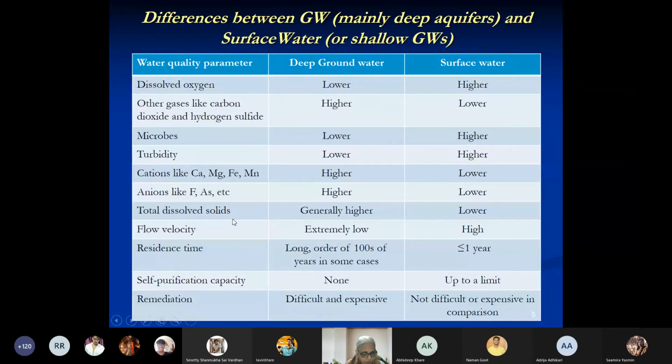Then we come to total dissolved solids. Total dissolved solids are generally higher in groundwater, again for the same reasons. All this together is total dissolved solids. So it's generally higher in groundwater and lower for surface water.